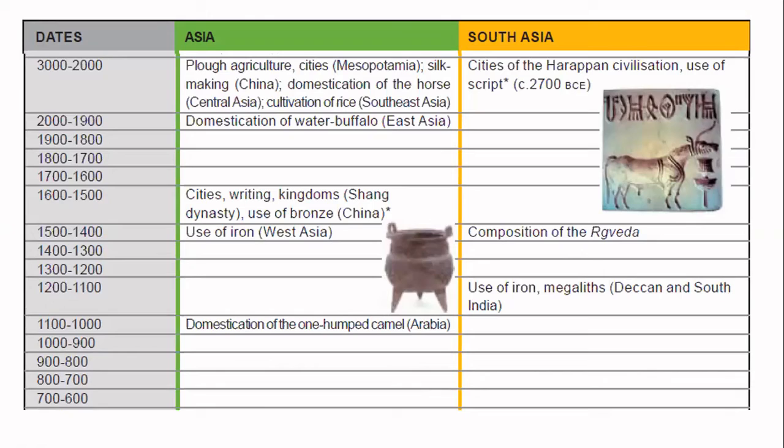And then 1600 to 1500 years ago, we can see cities, we can see writing, we can see kingdoms, that is the Shang dynasty. We know that there was a use of bronze in China because we have found an artifact that says it's made of bronze and it dates back to this particular era. 1500 to 1400 years ago, we see use of iron and we see the composition of Rigveda.